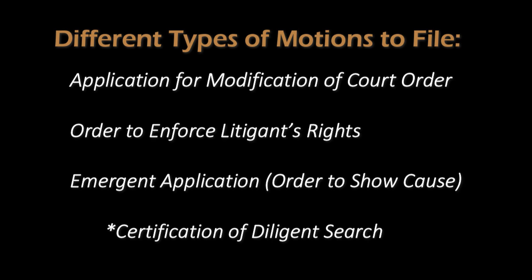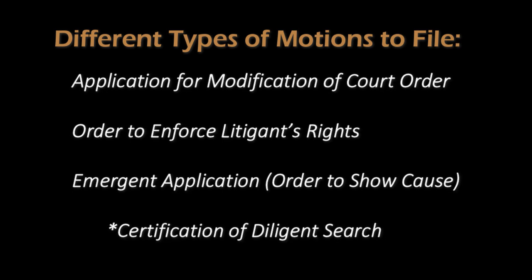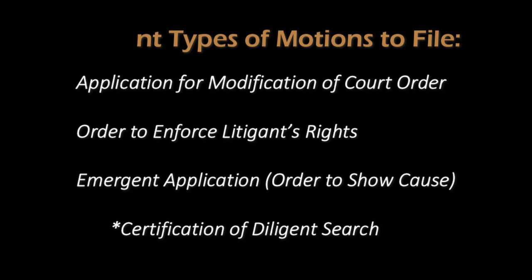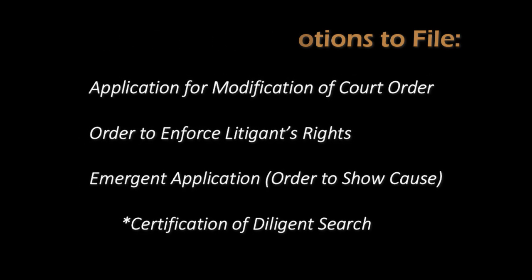So we have a few main types of motions. We have an application for modification of court order. We have an order to enforce litigants' rights. We have an emergency application, which is called an order to show cause. And we have a certification of diligent search.